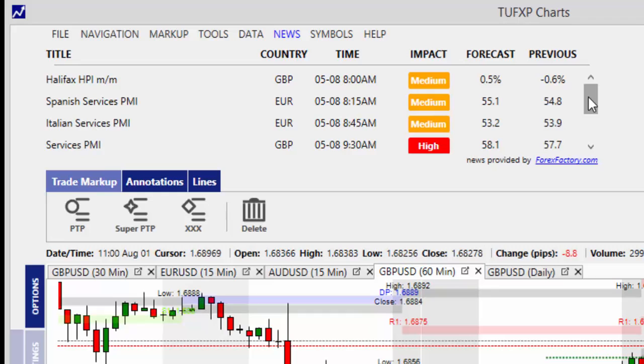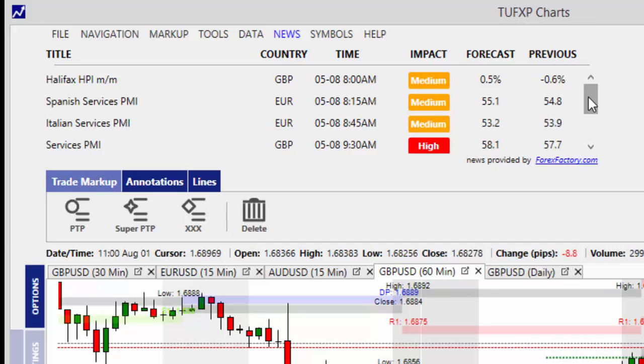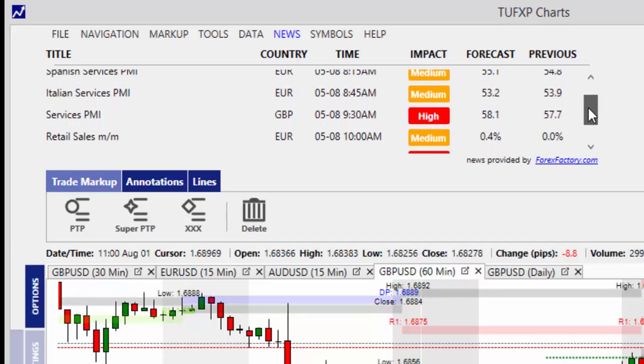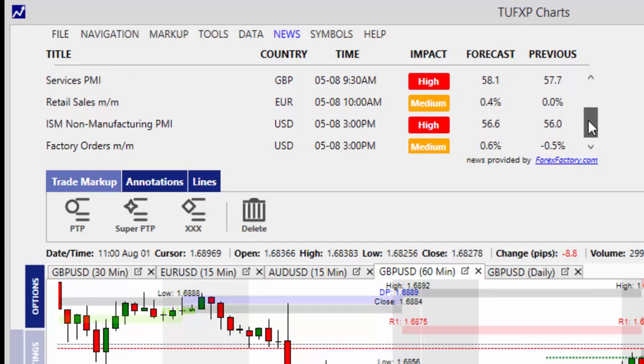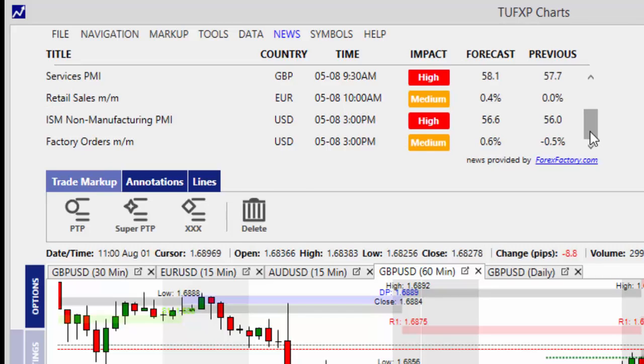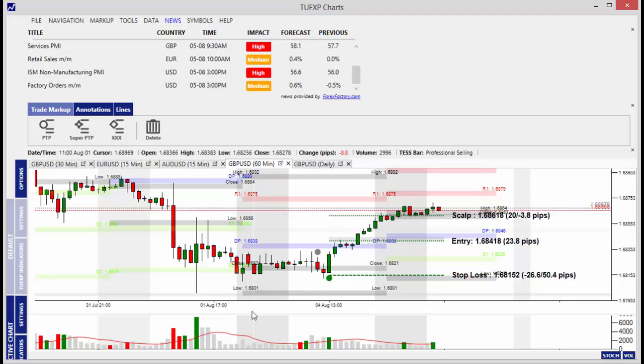In the news, let's have a look, see what we've got. Halifax HPI, House Price Index, is out at 8 a.m., which seems slightly odd, normally 7 o'clock, obviously delaying that by an hour. Services PMI out for the UK at 9:30. Non-manufacturing then for the US at 3 p.m. Nothing at 1:30 p.m. today.